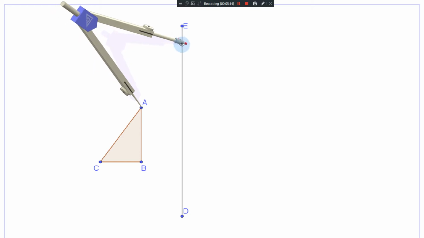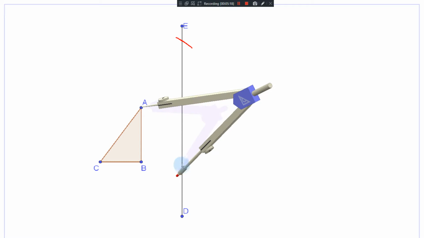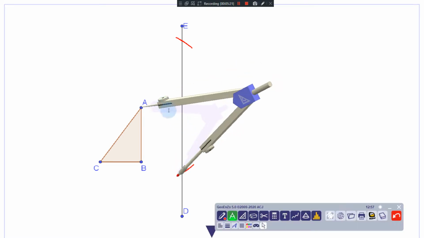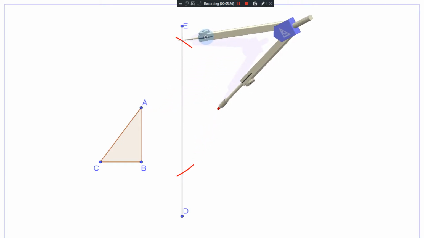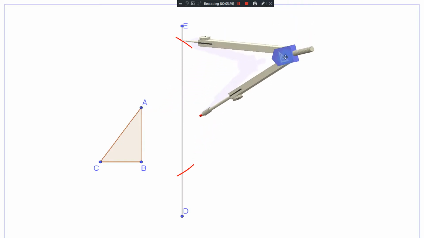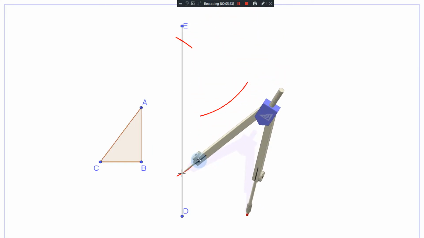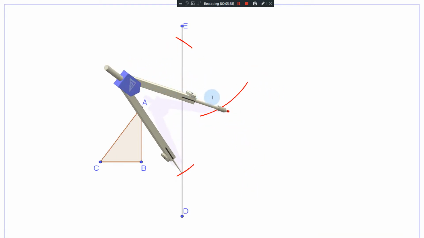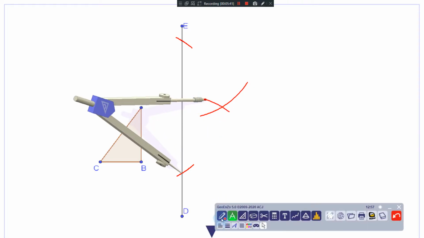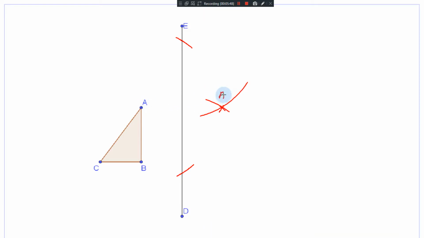So here, make an arc here, then move over here, make another arc over here, and then remember, don't change the width of your compass. Place this over here. Okay, then make an arc over here. Do the same thing here. Okay. So here, this is the image of this point, A prime.